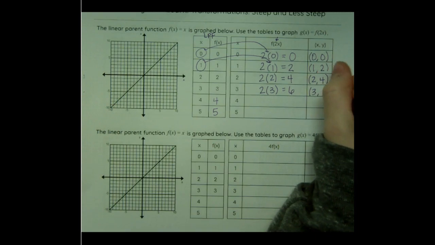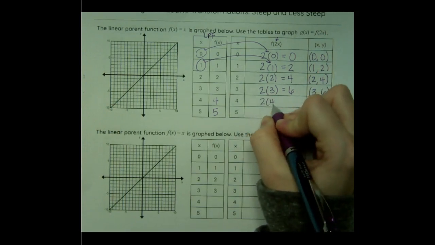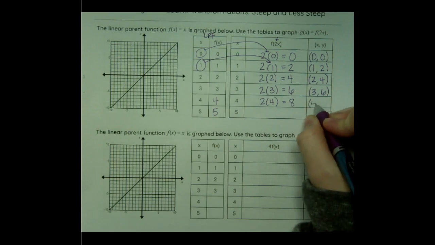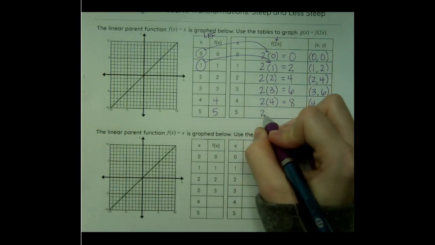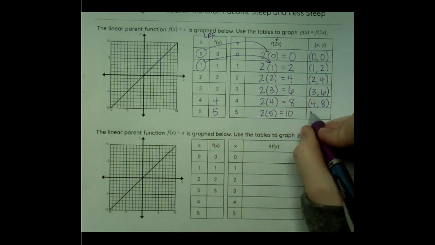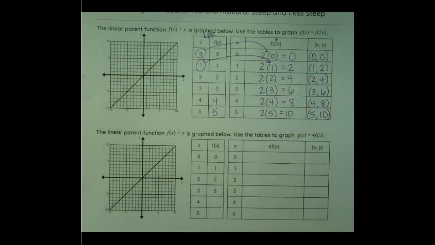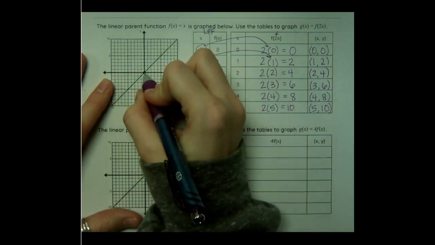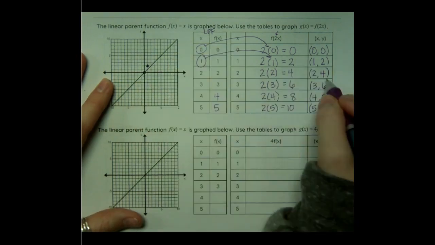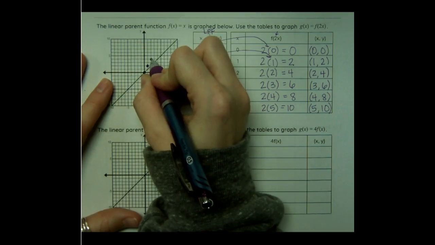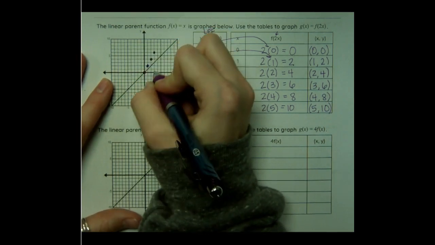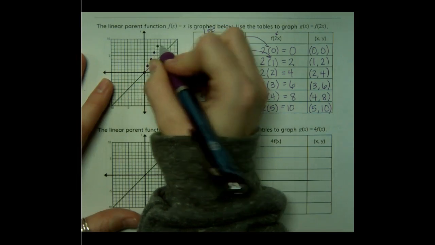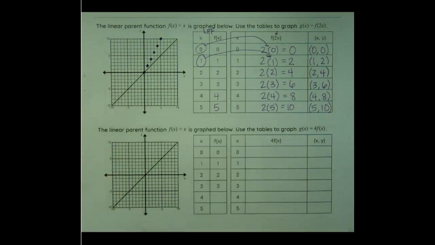So I am just plugging in the rest of my x values. Okay, so we have all of our x values and our y values in our ordered pairs. We're going to now graph these ordered pairs. So I start with 0, 0. I plot the point 1, 2, then 2, 4, 3, 6, 4, 8, and 5, 10.